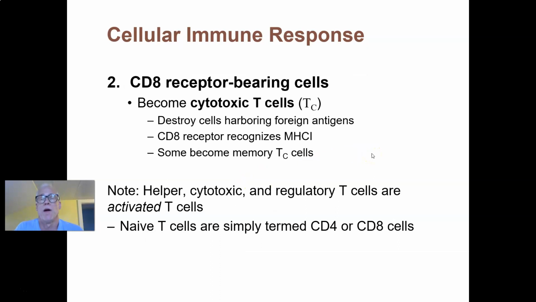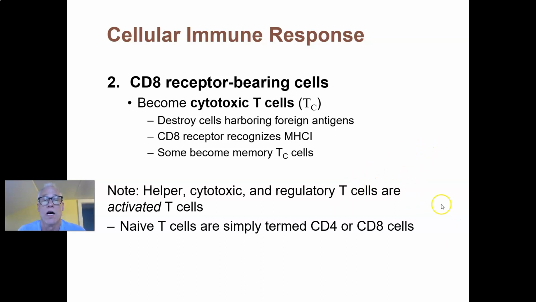CD8 receptor-bearing cells, CD8 cells or T cells, become cytotoxic T cells. So they have a different MHC receptor. Instead of having CD4, they have the CD8 receptor on their surface, which recognizes only MHC class 1, which is found on all the cells of the body. Now, once those become activated, they're going to become cytotoxic T cells, but some, of course, become memory T cells, just like helper T cell activation produces some memory helper T cells.